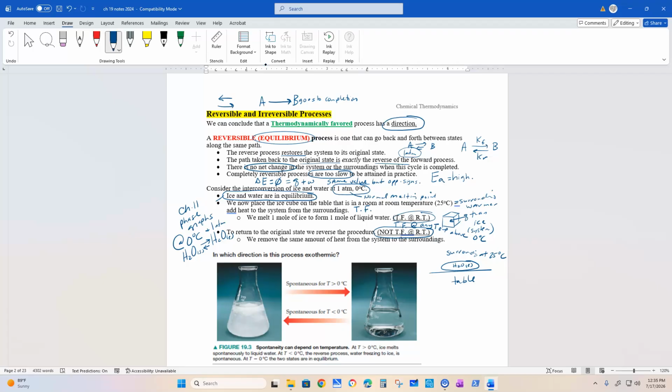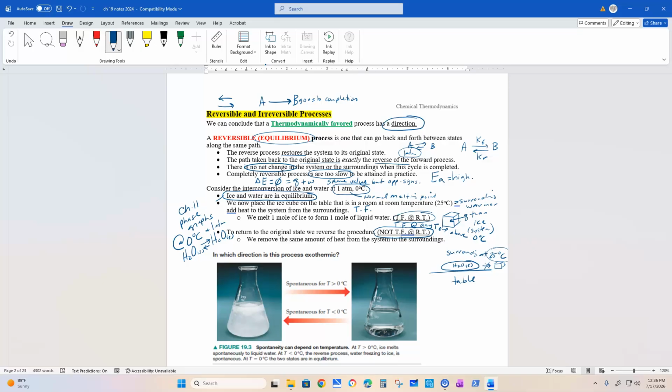So can I restore it? No, I can't. Okay, I cannot take this and make ice. Okay, it's not going to happen if it's still 25 degrees Celsius, okay? We need to remove the same amount of heat from the system and the surroundings.